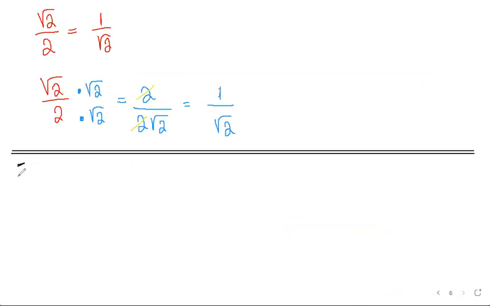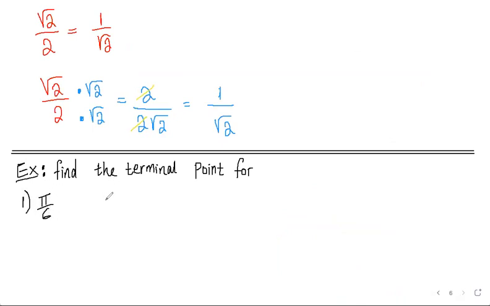Okay, so my example now, find the terminal point for pi over 6, 5 pi over 6, minus pi over 6, 7 pi over 6.